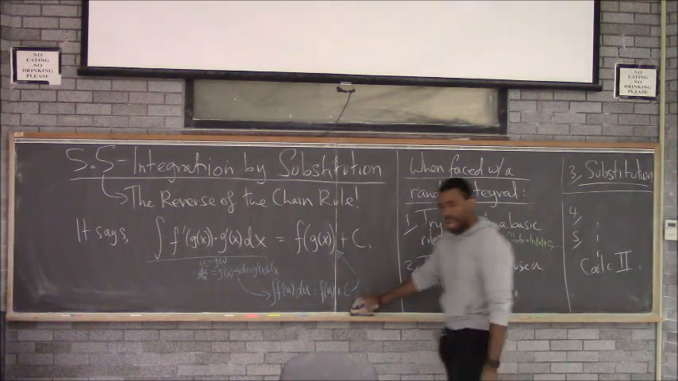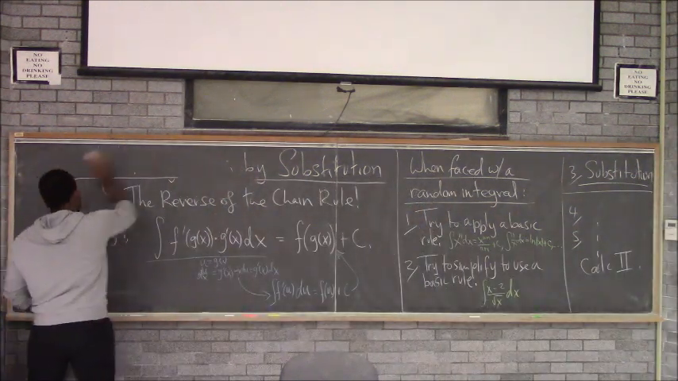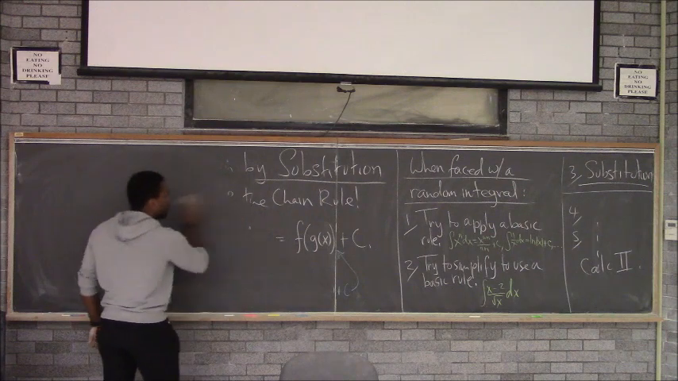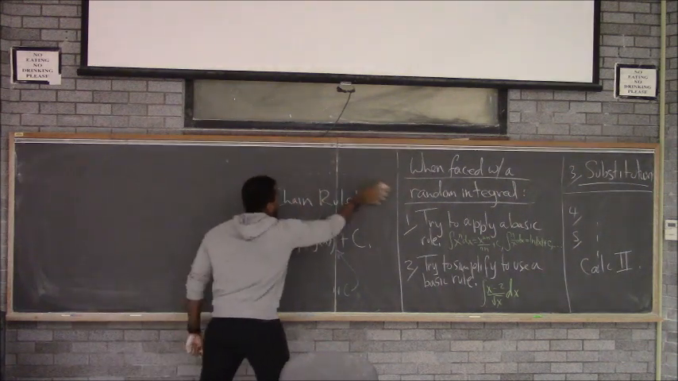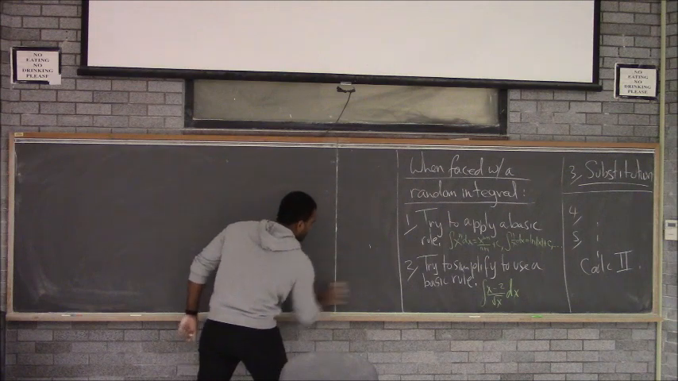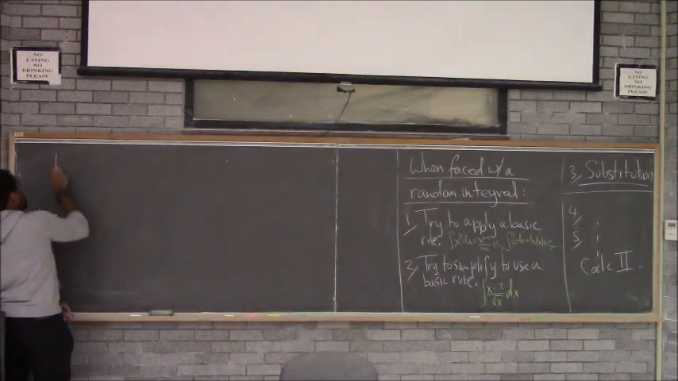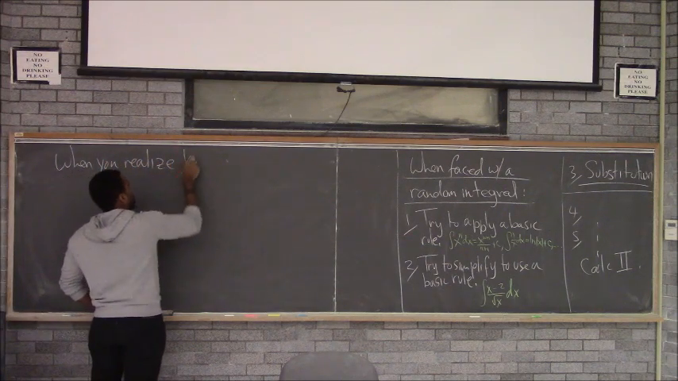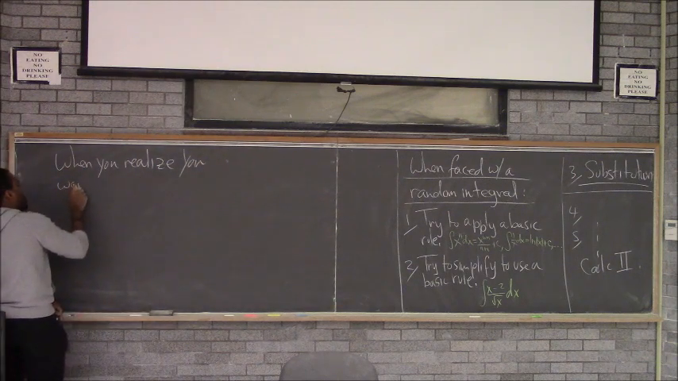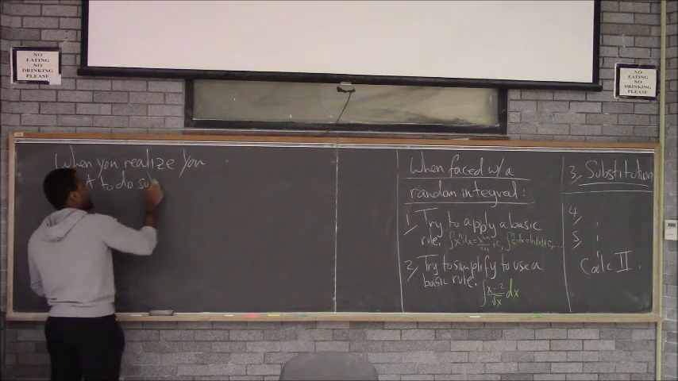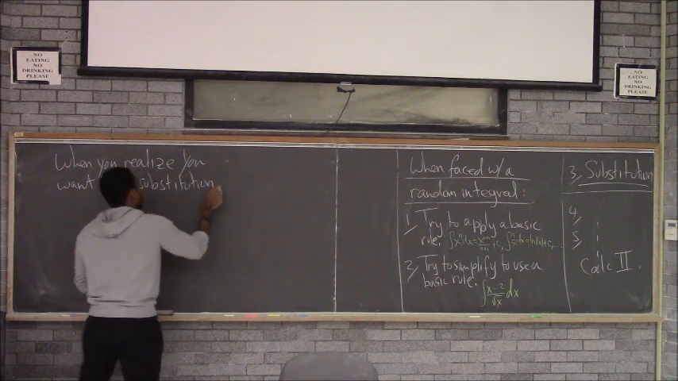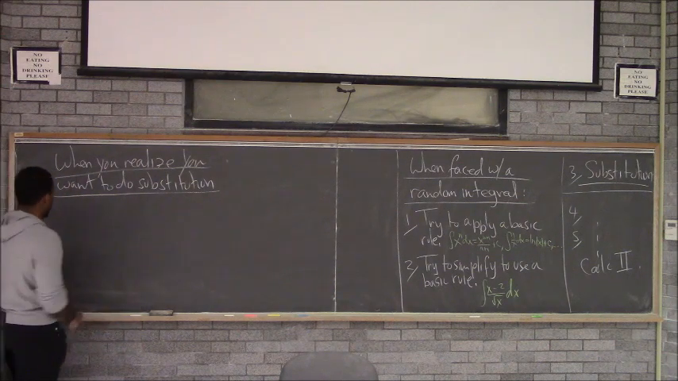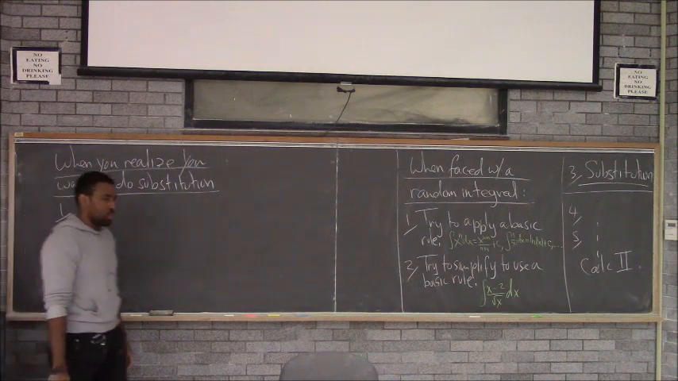So if you now know that what I'm looking at, I cannot use a basic rule, I cannot simplify to use a basic rule, I'm thinking substitution is what I'm going to want to go with. How do I actually get this process to work? Let's actually talk about that. Step 1 in the substitution process.